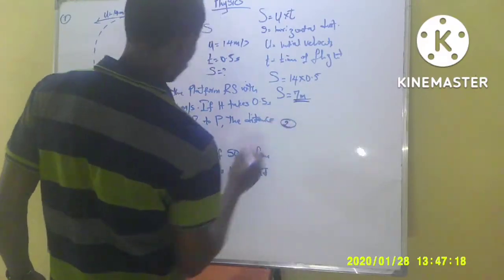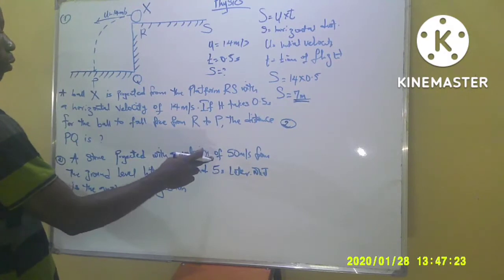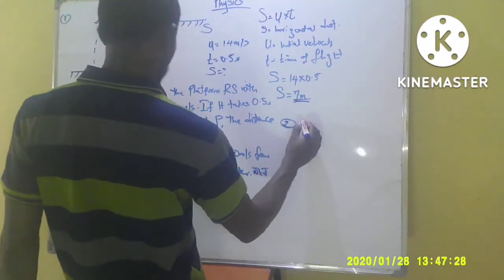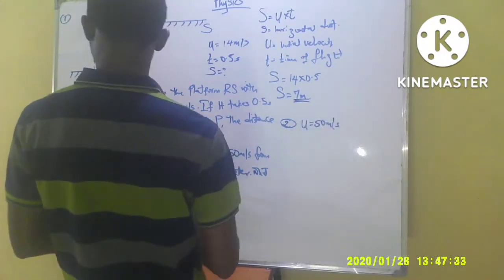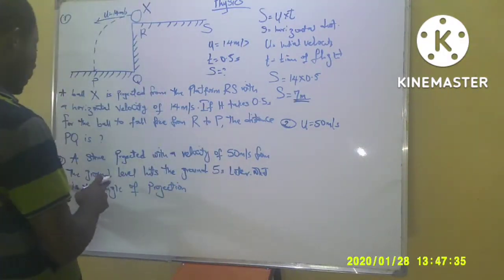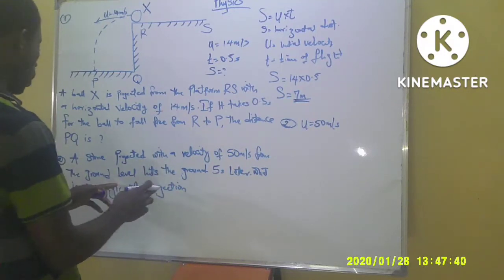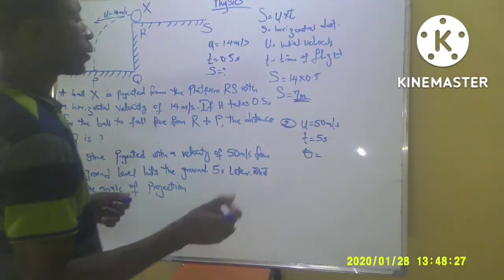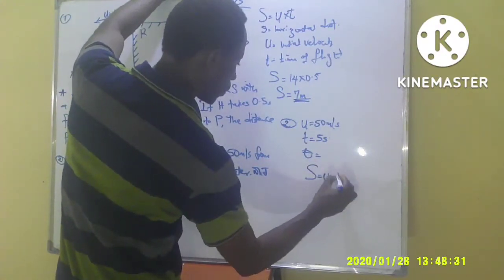Question 2. A stone is projected with a velocity of 50 meters per second, so u is equal to 50 meters per second, from the ground level, and hits the ground level. First of all, we need to find the horizontal distance, which is x, equal to u times t.